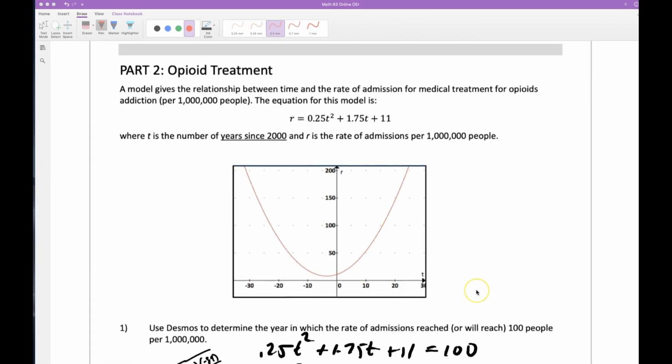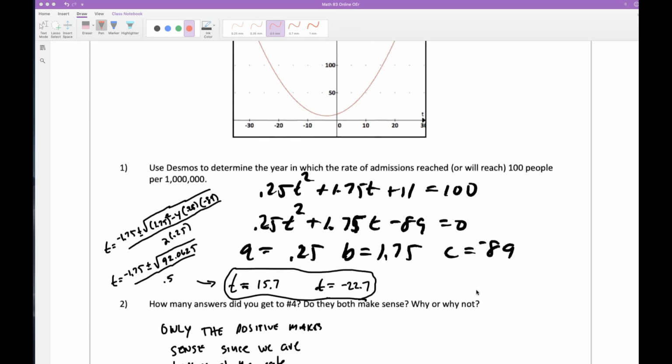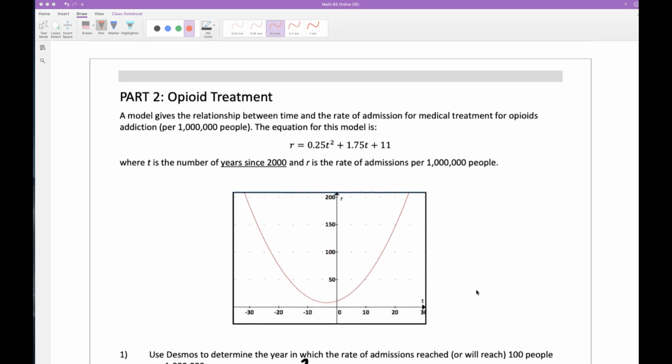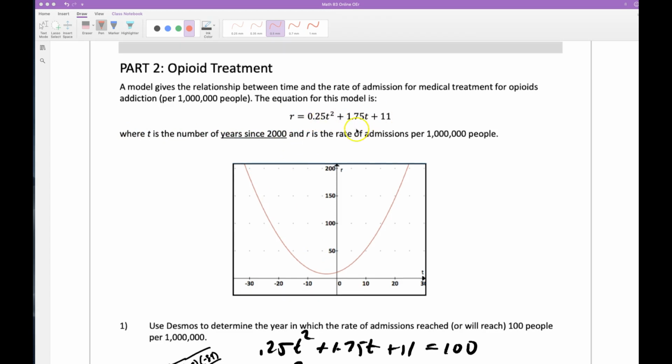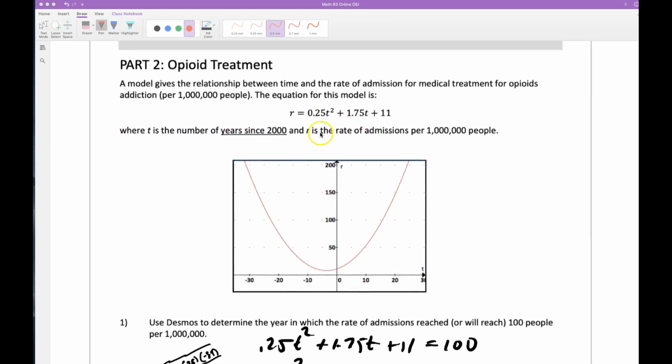So let's go ahead and take a look at part 2. Here again, we're going to now apply the quadratic formula and Desmos to solve these equations. Important, we're going to use the quadratic formula and Desmos to help us answer these questions, because these numbers are going to be decimal numbers and they represent something from the real world. And so here's a situation where t is the number of years since 2000. So again, it doesn't have to be x and y. We can use different variables.